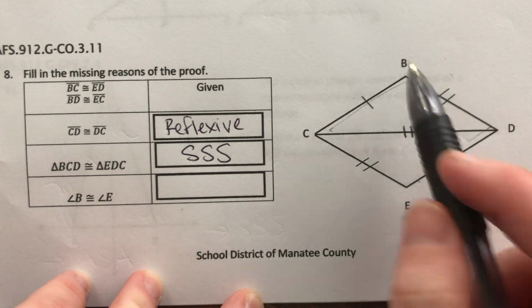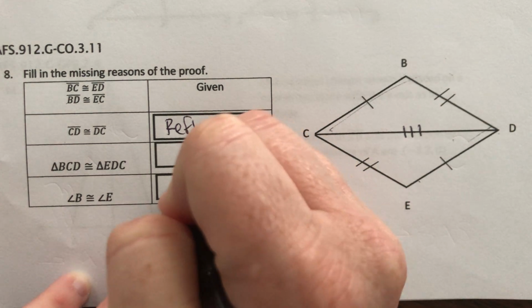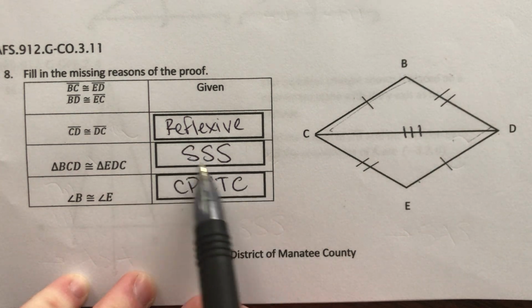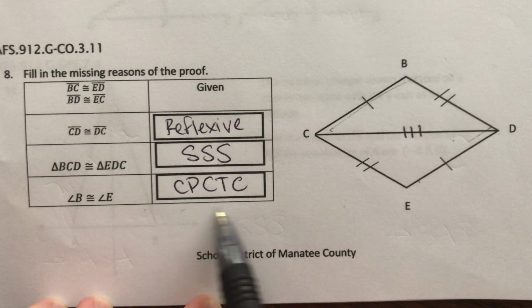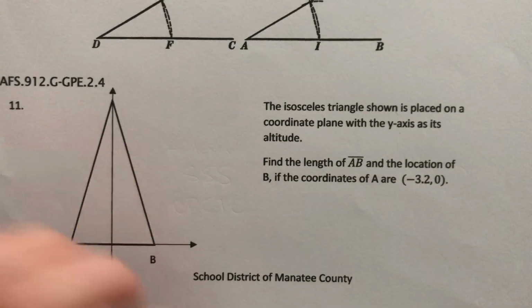And then once we know that the triangles are congruent, any corresponding parts are also congruent because corresponding parts of congruent triangles are congruent, or CPCTC. Remember that a long time ago? Once we prove the triangles are congruent, anything after that is because of CPCTC. Next page, moving right along.